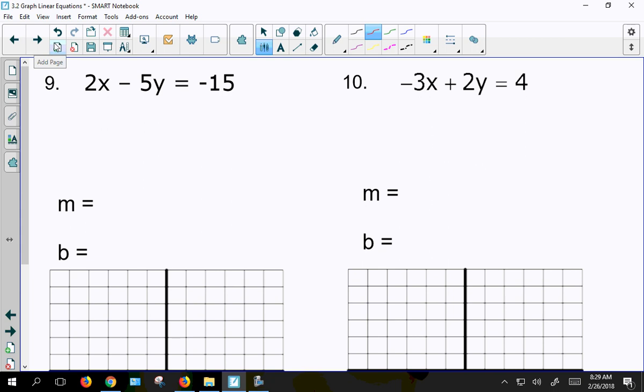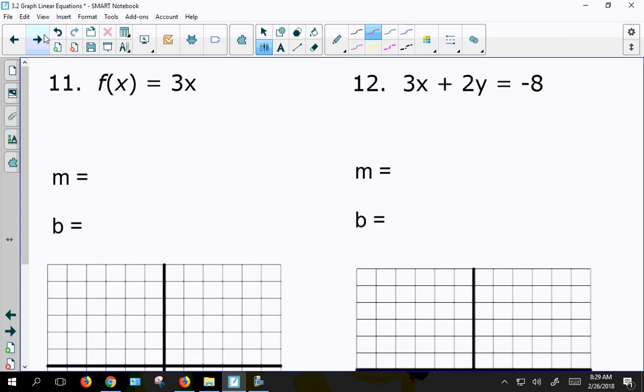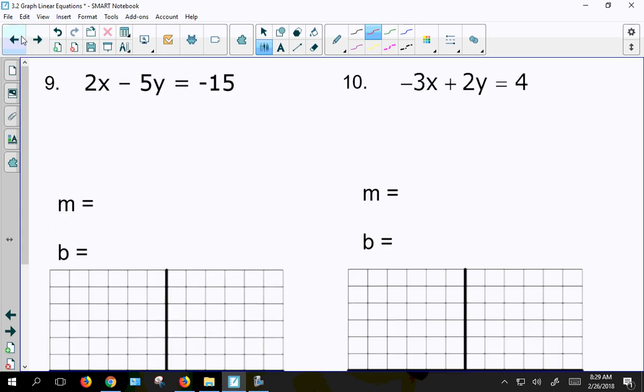Okay, now we're going to look at number 9. And then I think this lesson is going to be done. Well, no, it's not. Now, I have to have my y by itself, don't I? Is my y by itself? No. So I have to move the 2x over to here.